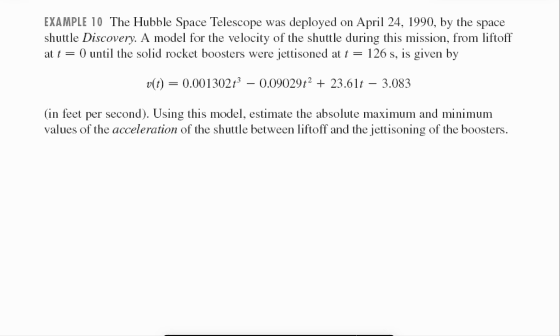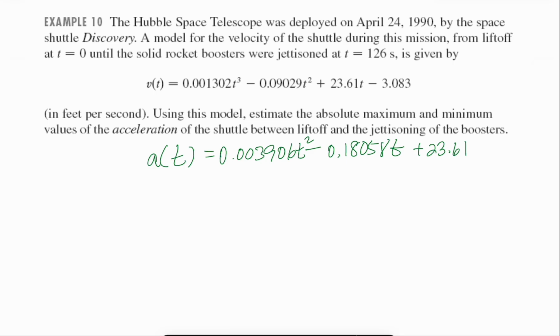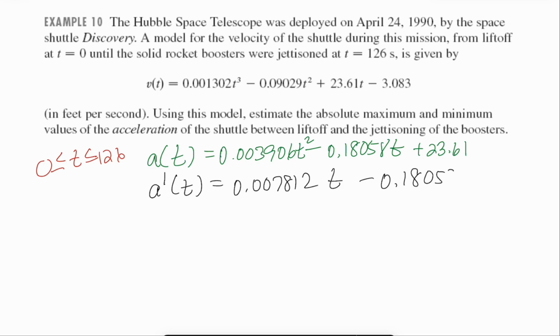Okay. So we need our acceleration function. Now we have to find the max and mins. Our interval is from 0 to 126. Okay. So it becomes a problem like the last example. So the first thing we have to do is find our derivative. So 0.003906 times 2 is 0.007812t minus 0.18058.